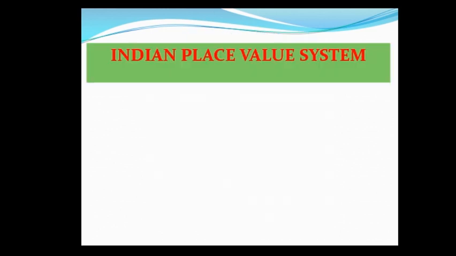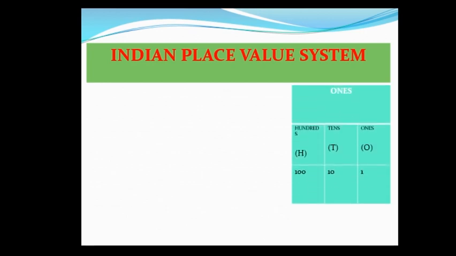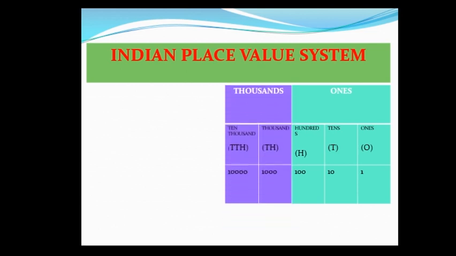Now, the Indian place value system. There are two methods of numeration. First is the Indian place value system of numeration and second is the international place value system of numeration. In the Indian system there are 4 periods. First period is ones. In the ones period there are 3 groups, that are ones, tens and hundreds. Now the second period is thousands. There are 2 groups, thousands and ten thousands.